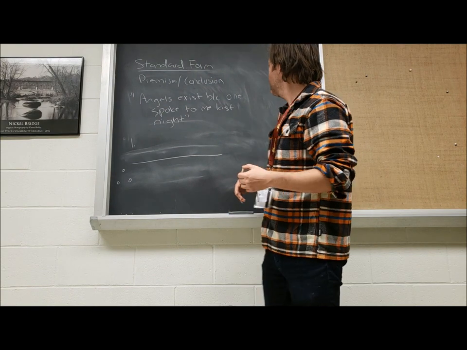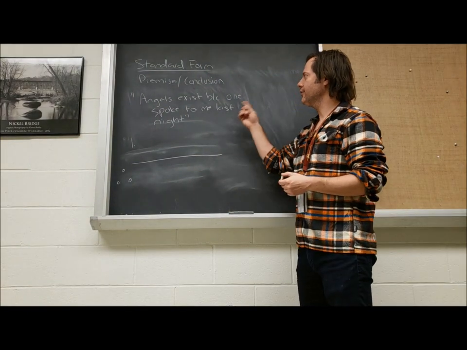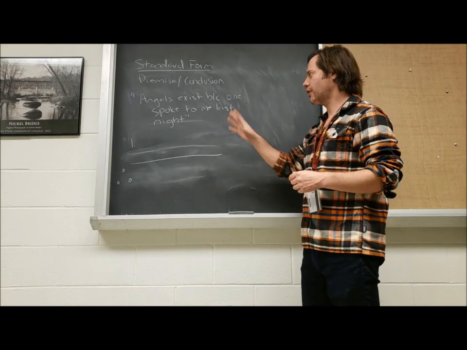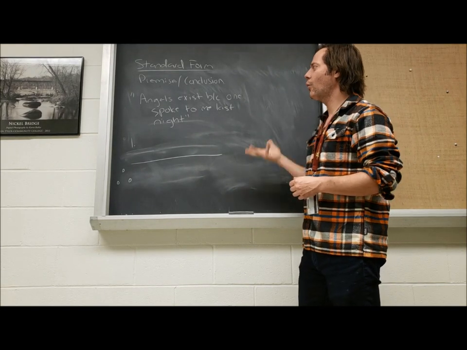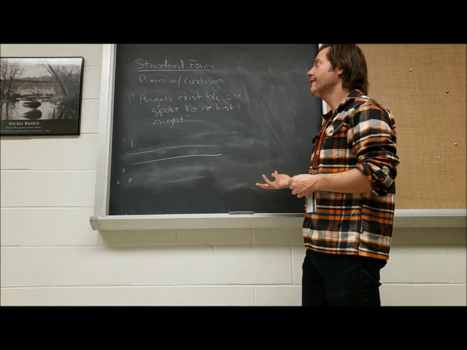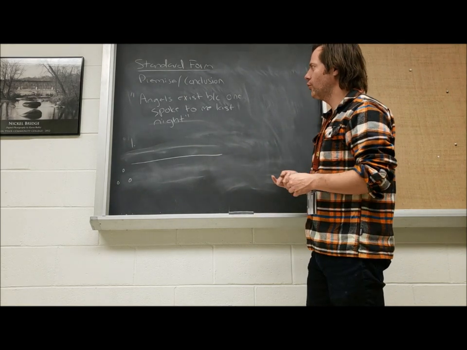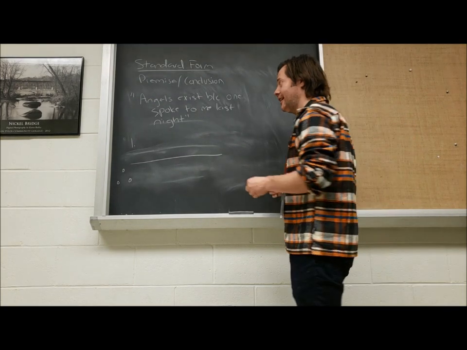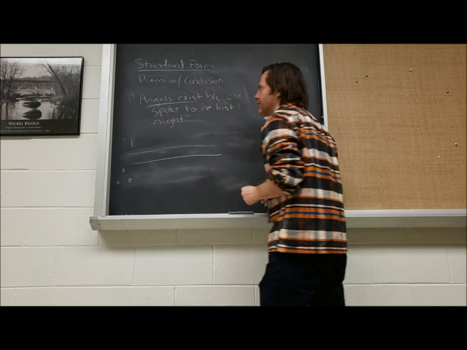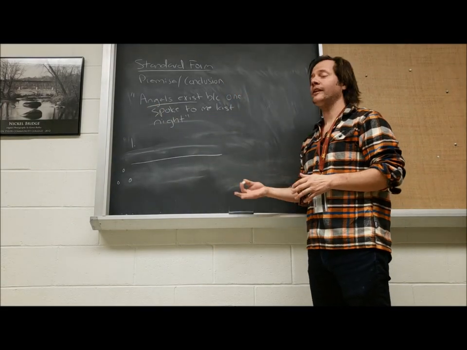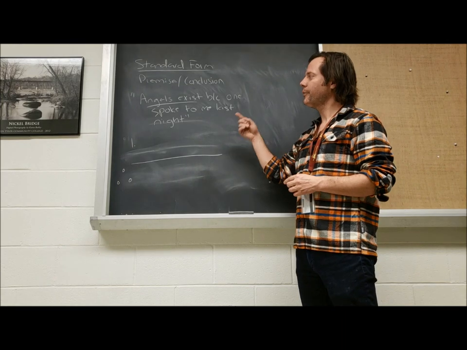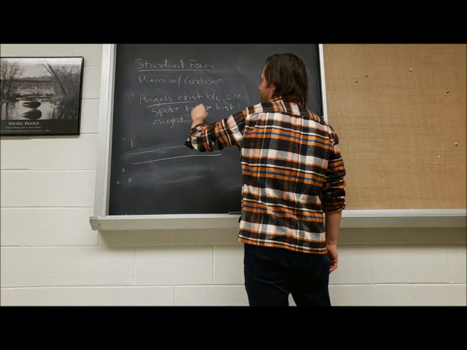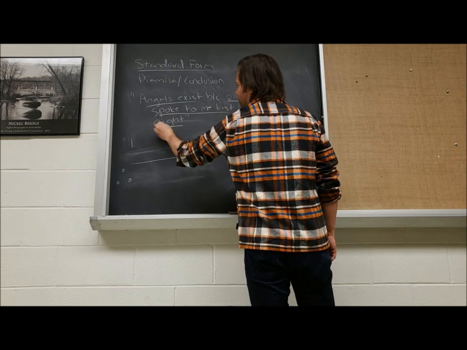So let's say you had a friend who tells you this: Angels exist because one spoke to me last night. Let's just trust what they're saying, and we want to draw out what the conclusion is and what the premise is. Sometimes finding the conclusion is the easiest part. What they're trying to conclude here is, take a look, angels exist. That is what they're trying to prove. Now, what is their evidence for this? Well, their claim is, one spoke to me last night. So that would be their premise. The conclusion is angels exist. The premise is one spoke to me last night.